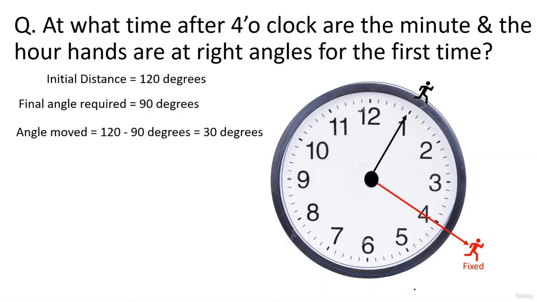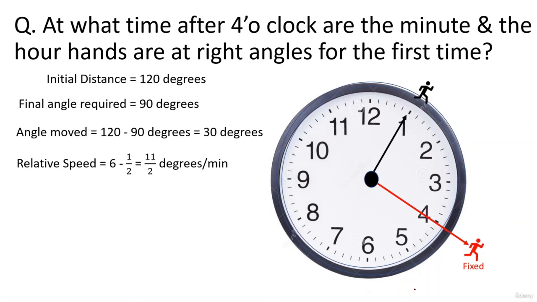So you need to reduce the angle. By how many degrees? 120 initially, the final needed is 90 degrees. So you will reduce the angle by 30 degrees. Now who is reducing this 30 degree angle? The minute hand is reducing this angle, at the relative speed. Understand, both the hands are actually moving. Only for our calculation, for calculating time, we are fixing the hour hand.